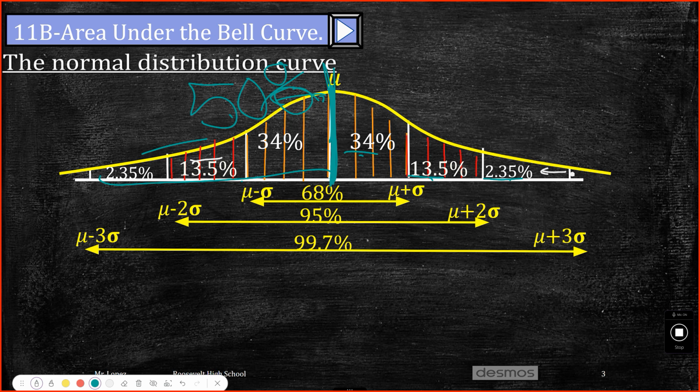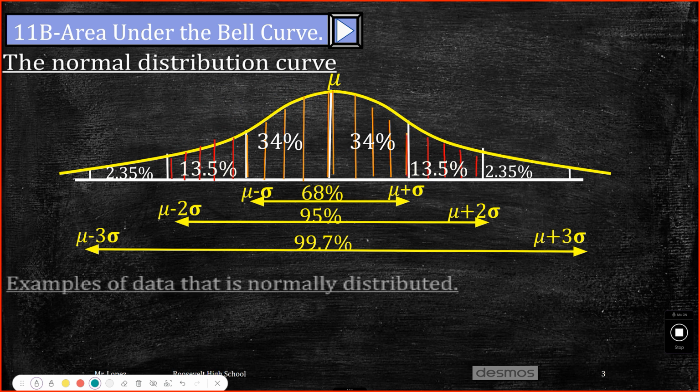99.85. So you're like the top one out of 1,000. And if you get a score right here, that's kind of how the bell curve works.